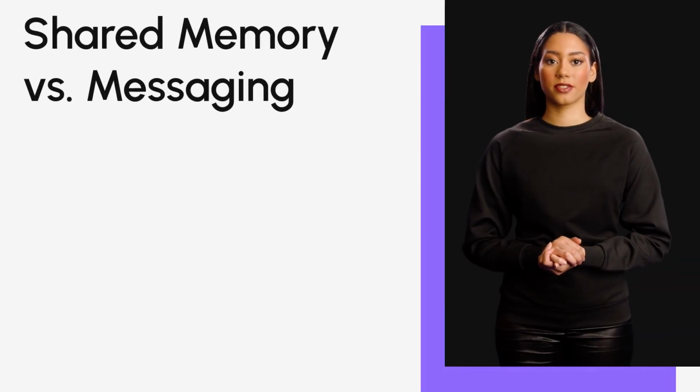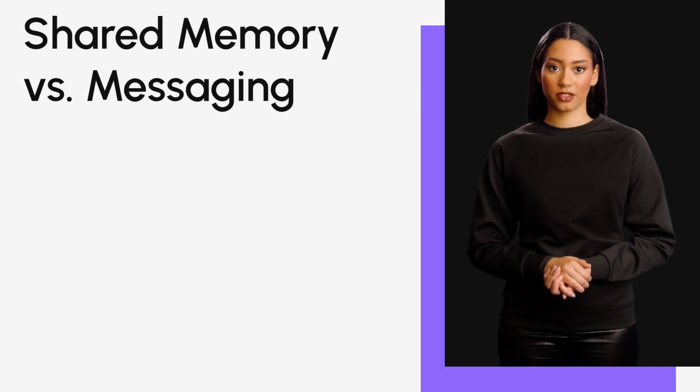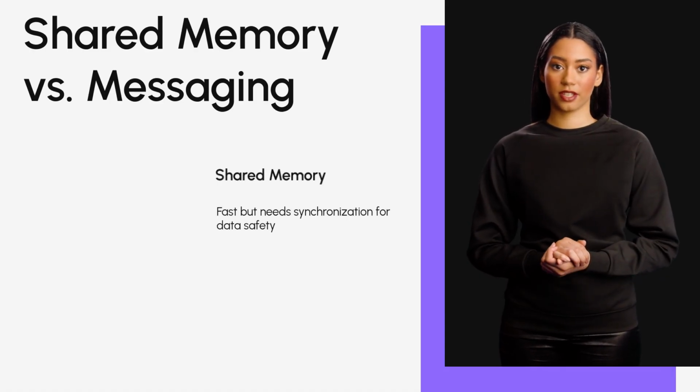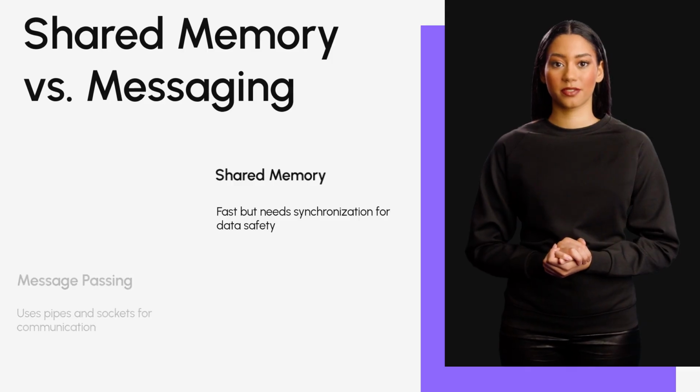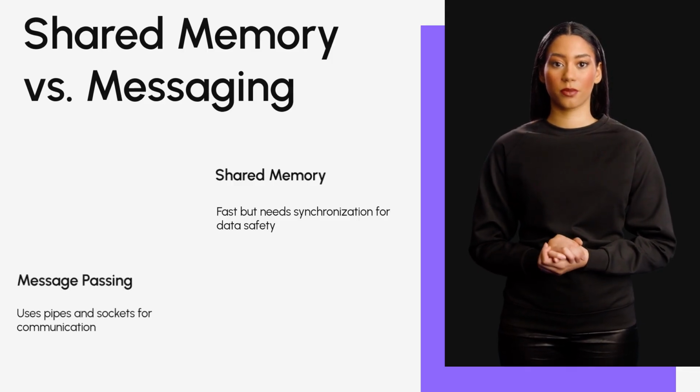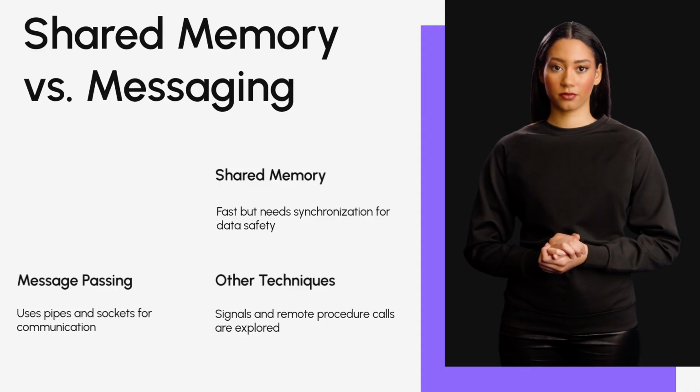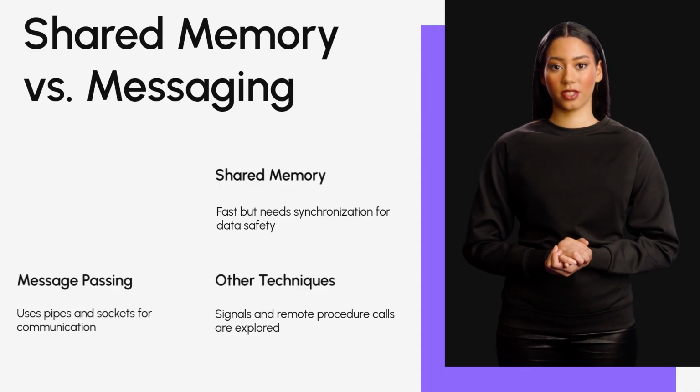Processes often need to share data or coordinate actions. Shared memory is fast but requires synchronization. Message passing uses pipes and sockets. Signals and remote procedure calls are also used. This chapter explores these communication techniques.